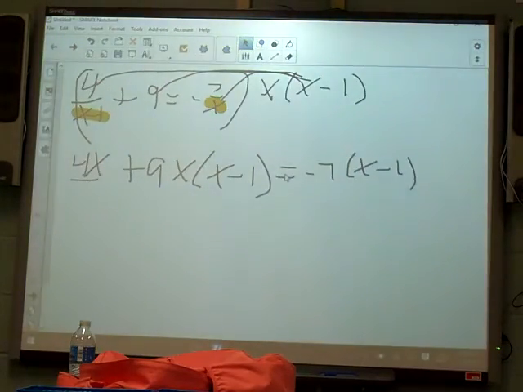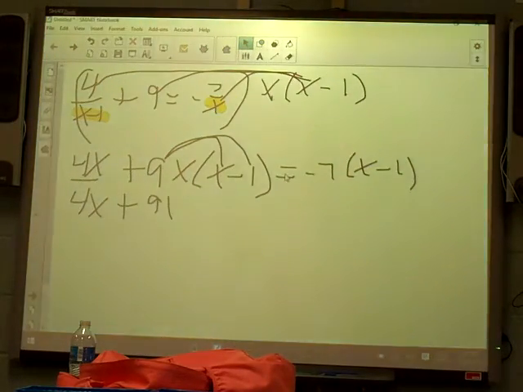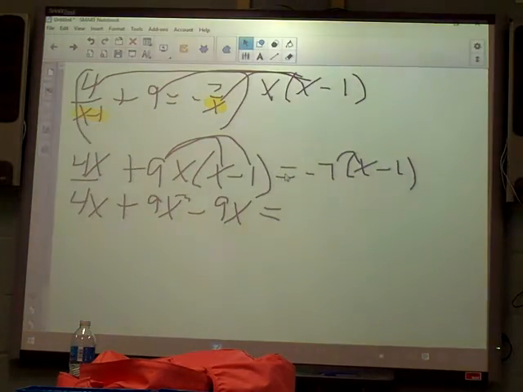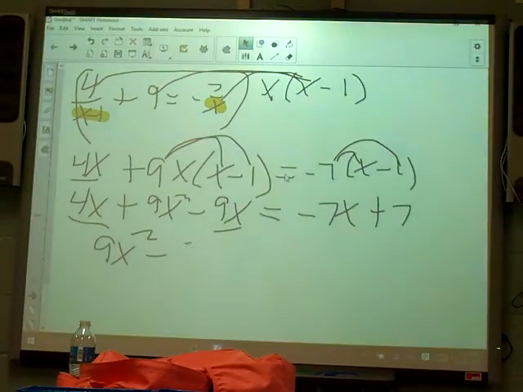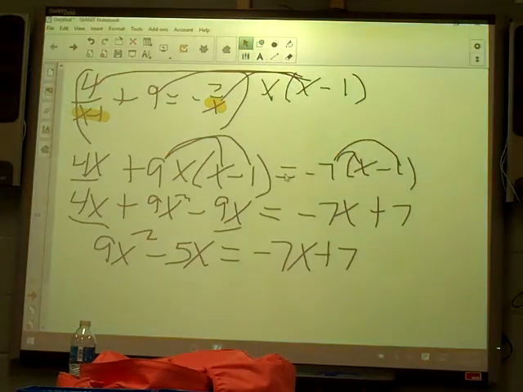Now you've got some simplifying and distributing and cleaning up to do. So if you look at that right here, you know you're going to have to distribute. So that's 4x plus 9x squared minus 9x. Over here, that's negative 7x plus 7. That's a squared on that 9x that looks like a bird. Then you got some like terms, 4x and negative 9x right there. So that's 9x squared minus 5x equals negative 7x plus 7. Now, you're pretty good right there.